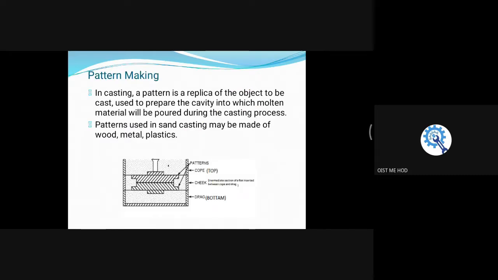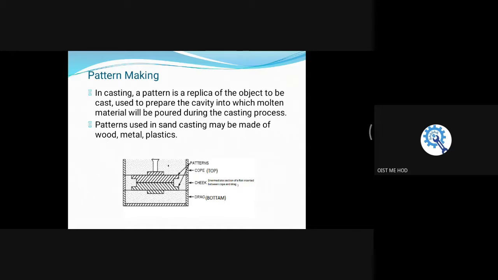Then what is in foundry, the main typical part is pattern making. Pattern making जो होता है, this is just a mirror या replica of the object. What type of object we are going to make, that is the mirror of that one. That means in casting, a pattern is a replica of the object to be cast, used to prepare the cavity into which molten material will be poured during the casting process.